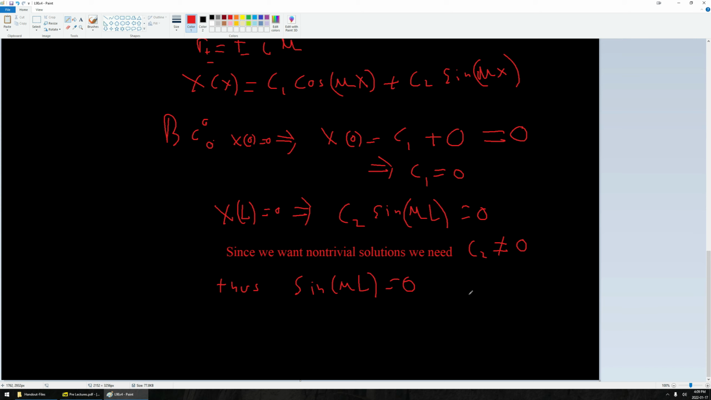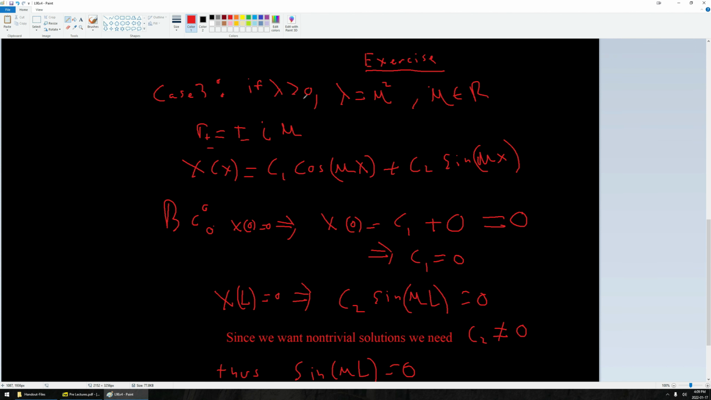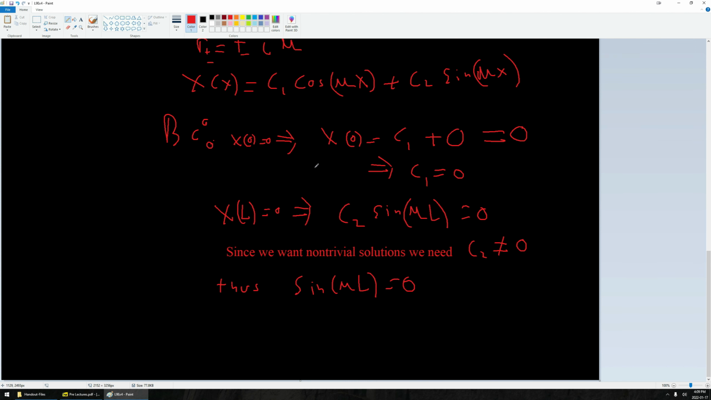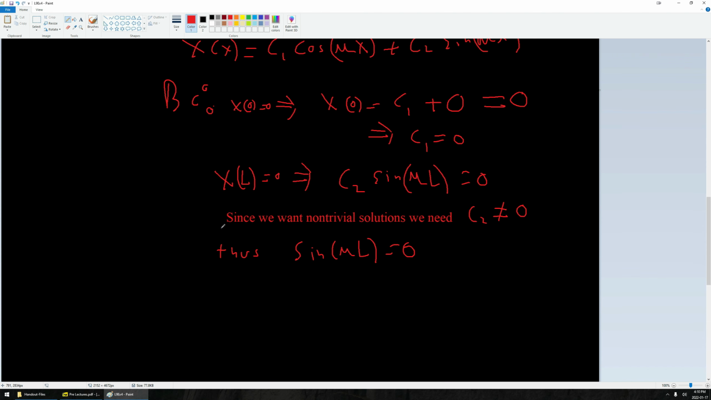So I'm kind of stuck with L, but mu squared is lambda, and lambda was a free parameter, right? I didn't know what it is. So I can solve this for mu. Pretty clearly, the first thing is that mu L needs to be equal to n pi, where n is just going to be some integer. We saw that earlier. And if I divide by L, I get mu needs to be n pi over L, where n is an integer.